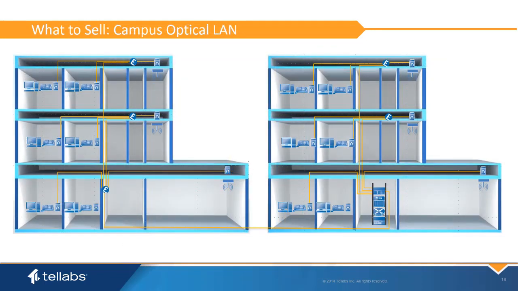Then we have a campus LAN. As you're moving into a new building, you can do that by pushing out the fiber and placing splitters where you choose. You can see that we've bypassed the main data room and we've also bypassed the telecommunications closets.